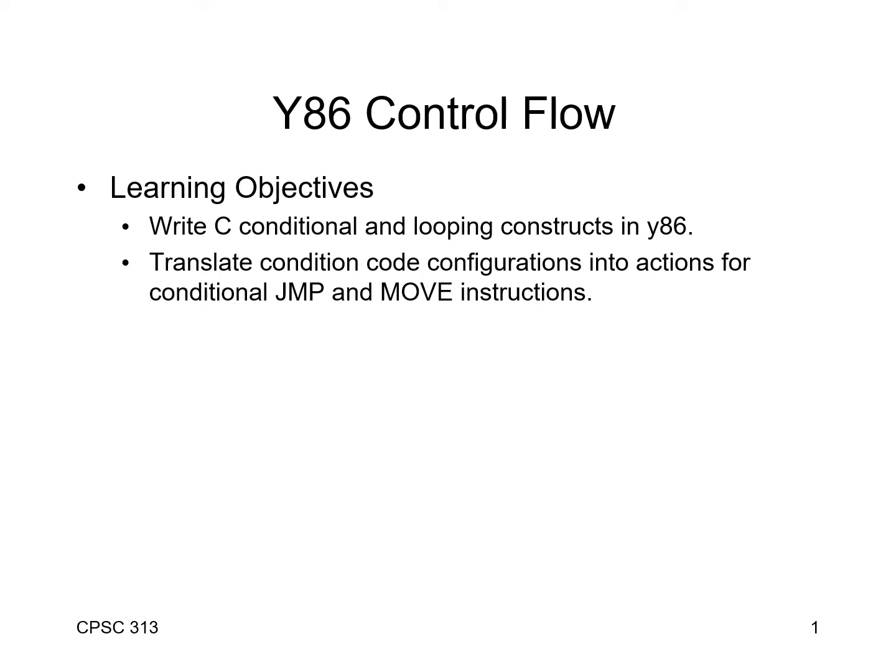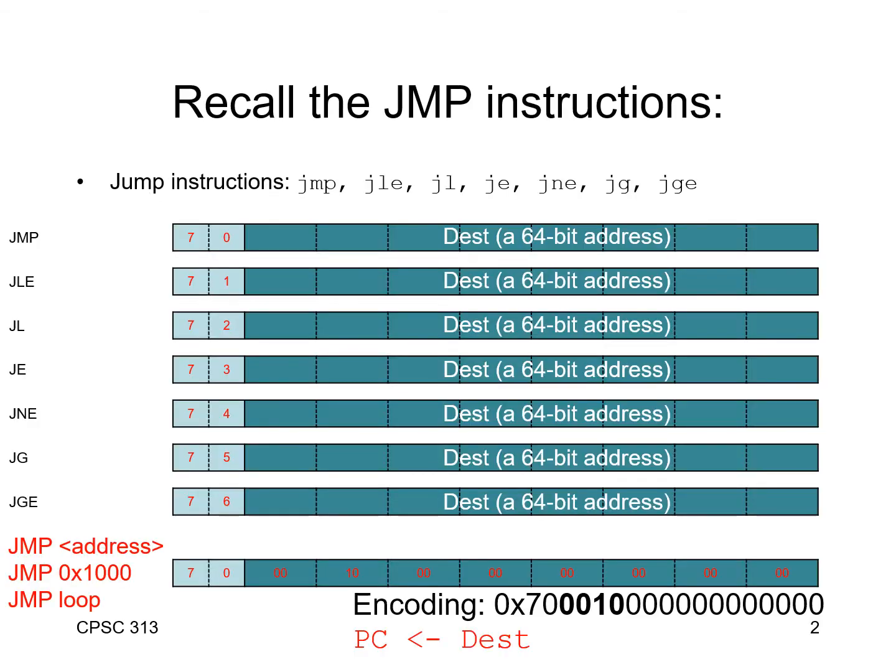Let's wrap up our overview of the Y86 architecture by talking about control flow operations. Recall when I introduced the jump instruction, I said that it was one of these 9-byte instructions and we had an opcode, and I said later we're going to come back to the function code. And now is that later time. So the jump instructions still basically take an operation code and then a destination, which is where you want to jump to, which really means what value am I going to put into the PC or the program counter.